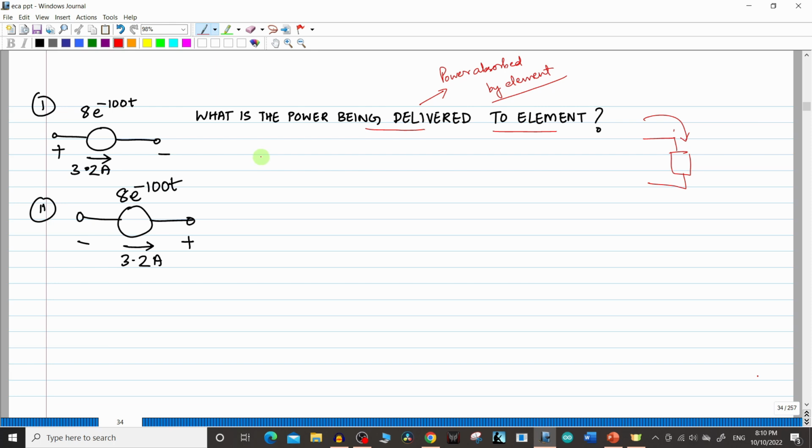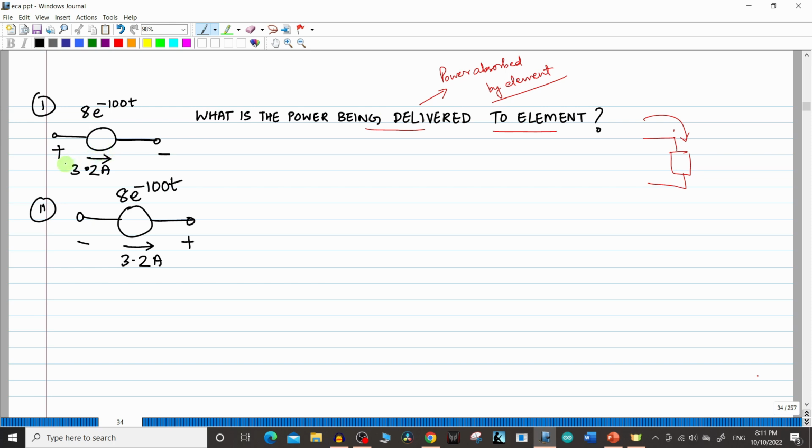If they ask like this, how much is the power delivered by the element? Okay, so in that case you will have to find the power generated. If they ask the question, what is the power delivered by the element? That means the element is generating power. In that case you have to find power generated. But here what is the question? What is the power being delivered to the element? So you have to find the power absorbed by the element.